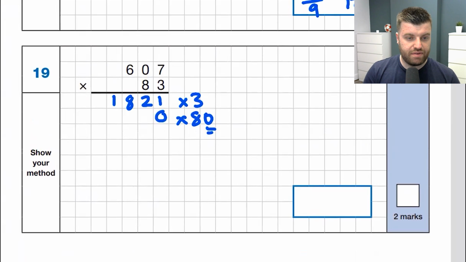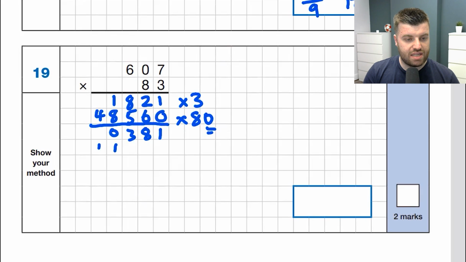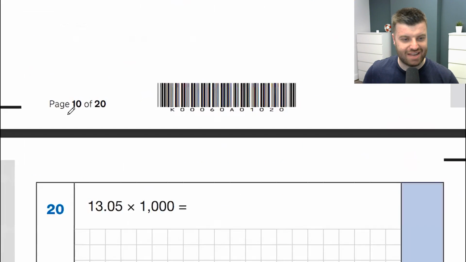So 8 times 7, that's 56. I'm going to put that straight in because I know 8 times 0 is nothing in the tens column. So I can just whack that 5 straight up. And 8 times 6 is 48. We'll write those in the correct column and just add these up. And with a bit of arithmetic, we're going to get to the answer here, which is 50,381. Let's move on. We're getting there, guys.